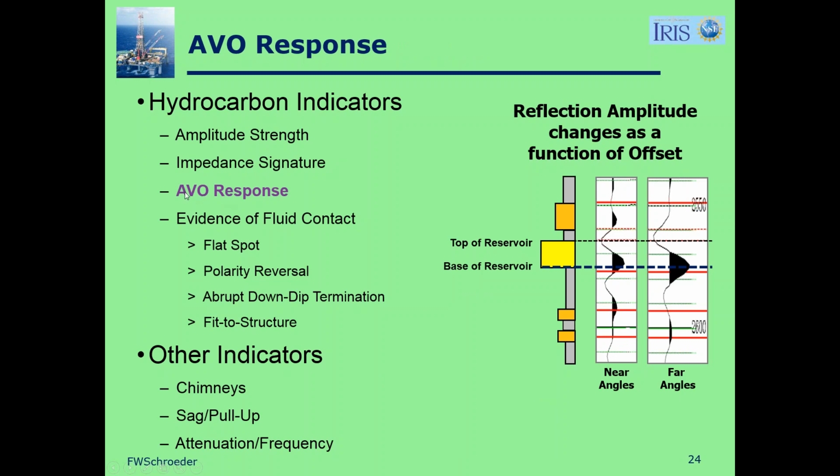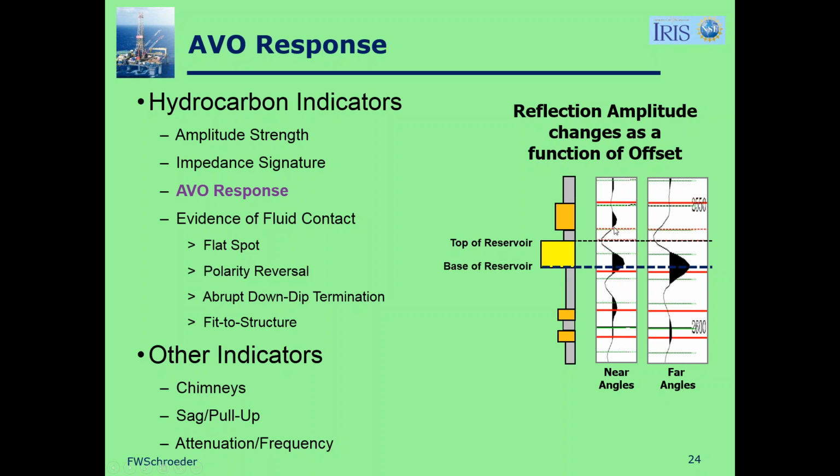The other hydrocarbon indicator, or the next one, is amplitude versus offset. And so that is where we have the right rock properties and acoustic properties, so that at the top of the reservoir, if we look at rays that have a low angle of incidence, we call those near angles, we get a slightly different amplitude response than we have when we have higher angles of incidence or reflection, and those we call far angle stacks.